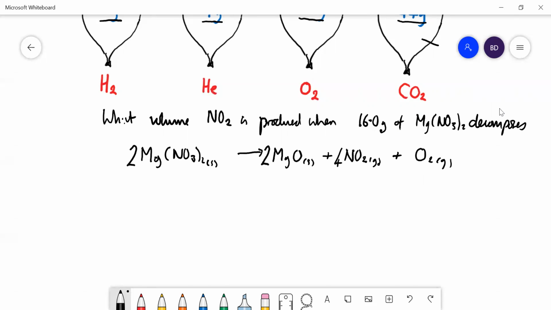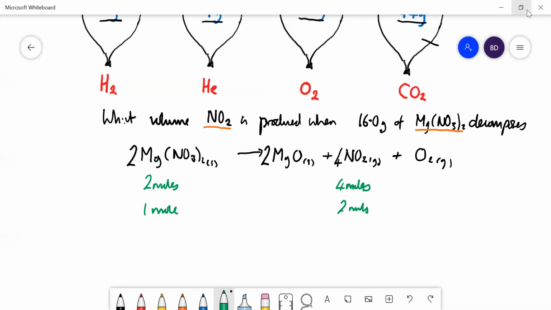So what 2 things are we interested in? We're interested in the moles of magnesium nitrate and the moles of nitrogen dioxide. We can see here that 2 moles of this will give us 4 moles of NO2. So I'm going to simplify that: 1 mole of magnesium nitrate is going to give us 2 moles of NO2.